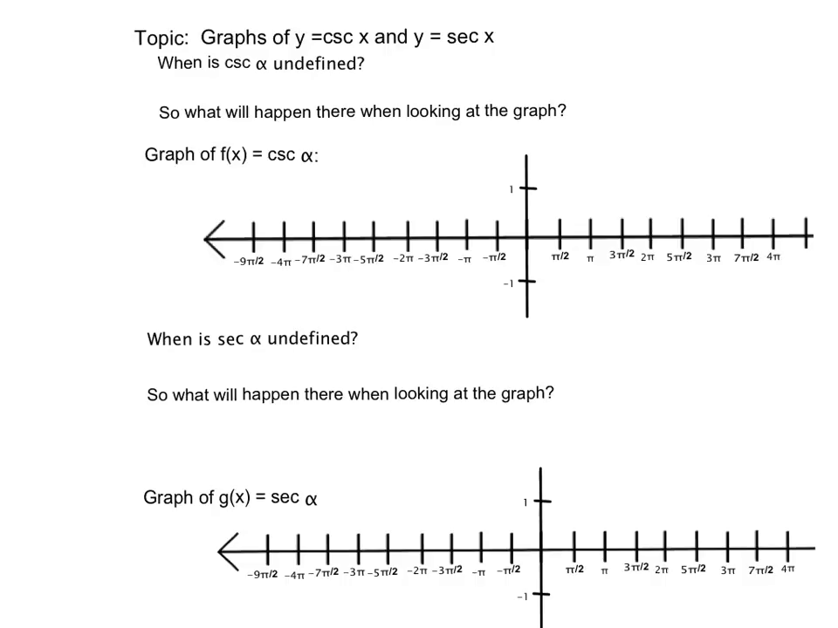When we graph cosecant and secant, we're going to use the graphs of sine and cosine to help us. So the better you are at graphing sine and cosine, the easier this is going to be to understand. So first thing I want to talk about is, when is cosecant undefined?